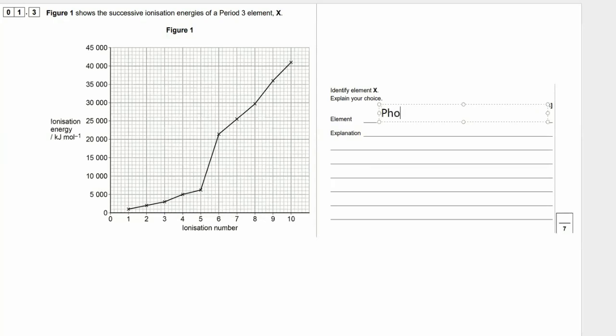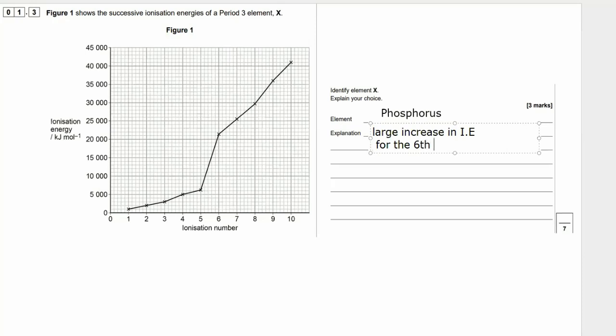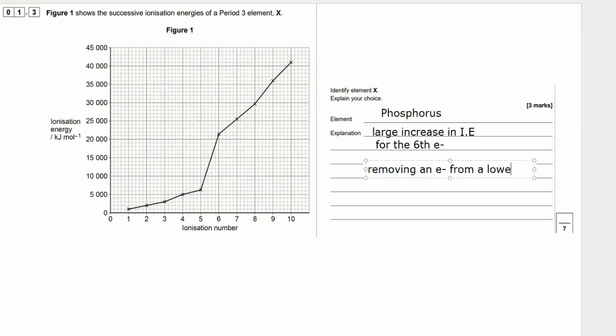Okay, so the element has to be phosphorus, as it's the only group 5 element in period 3. And our explanation, there's a large increase in ionization energy with the 6th electron that's removed. And that means we must be removing that electron from a lower energy level. And that's going to be an energy level that's closer to the nucleus. And hence you get less shielding and it feels a stronger nuclear attraction as it's closer to the nucleus. And that's your answer for 3 marks. Yeah, if you can spell nucleus correctly.